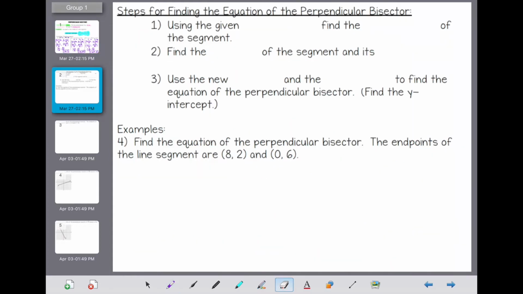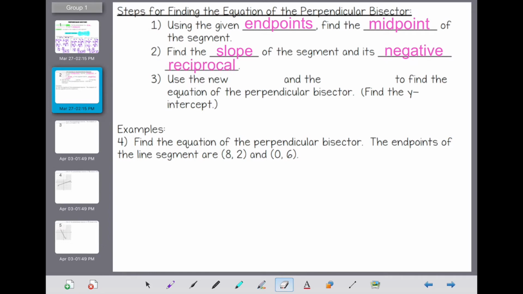So that was for finding the midpoint, and that's just one step of finding the equation of a perpendicular bisector. So when we're looking for equations of perpendicular bisectors, our first step is to use the given endpoints and find the midpoint of the segment. Our second step is to find the slope of the segment and its negative reciprocal. Remember, your negative reciprocal is what is going to make your line perpendicular. And then our final step is to use the new slope and the midpoint to find the equation of the perpendicular bisector. So here at this step, we're only looking for b because that will be our y-intercept.